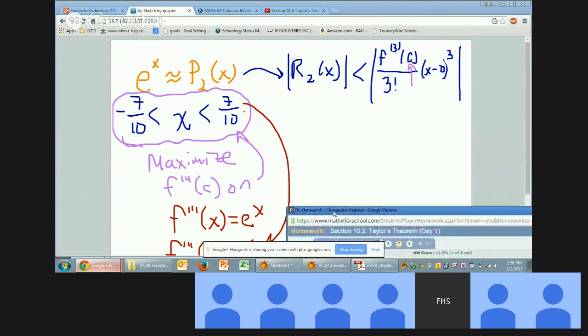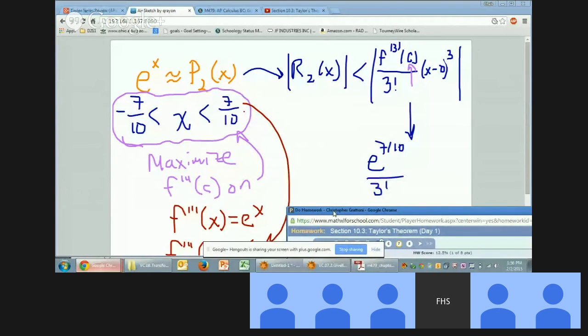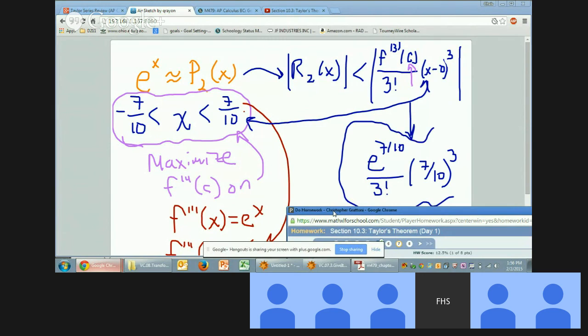Let me move this out of the way a little bit. What I want is e to the 7/10, the third derivative evaluated at 7/10, over 3 factorial, times, and then our x value also needs to be as big as possible on our interval, and that's also 7/10. And when you run that through a calculator, you're going to get some decimal. That's an upper bound for the amount of error that we have on our interval using a degree 2 Taylor polynomial, where x value is restricted to negative 7/10 up to positive 7/10.